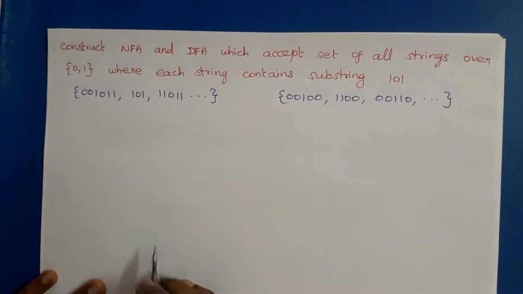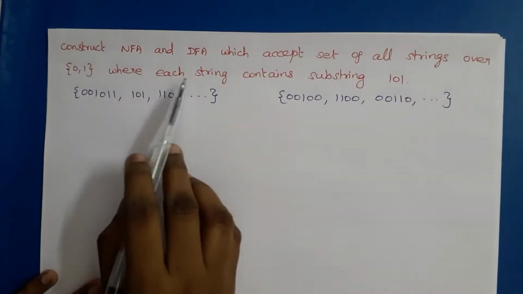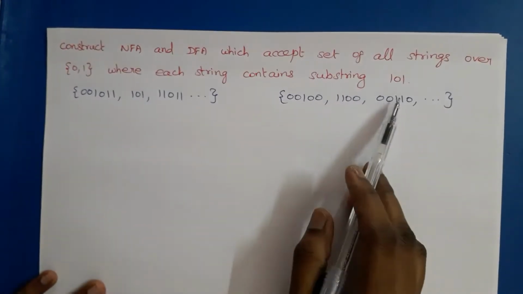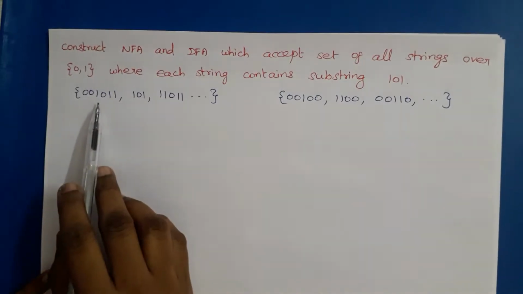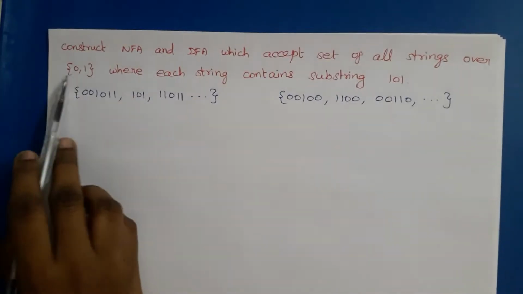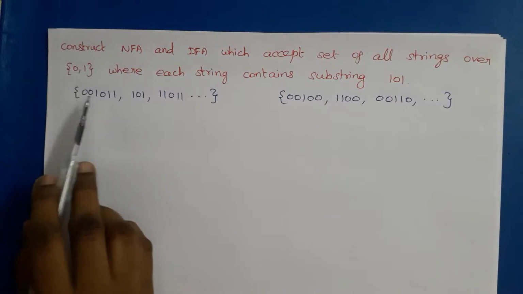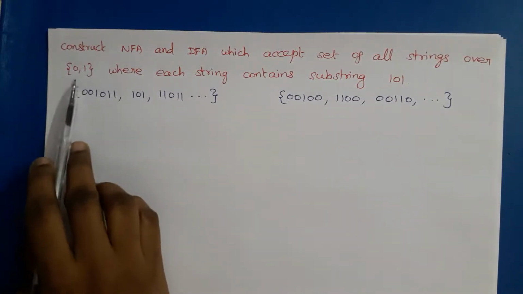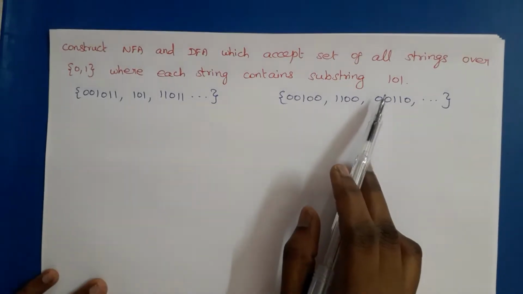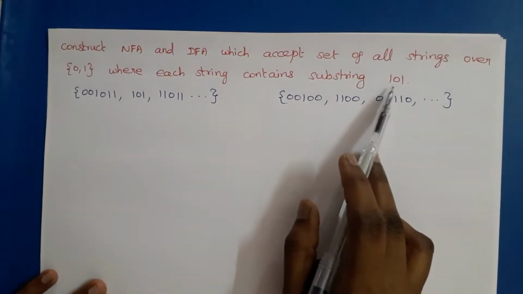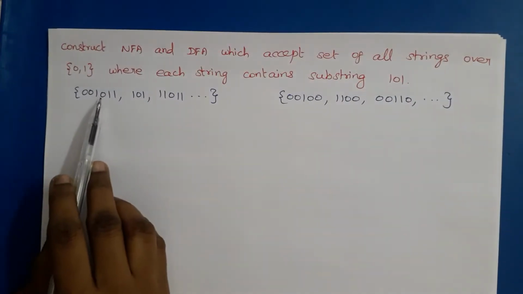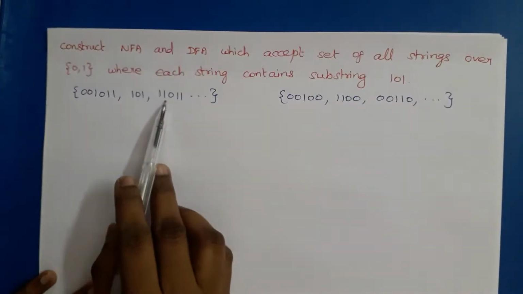Hello all, in this video we are going to construct NFA and DFA to accept the set of all strings over {0, 1}, where each string contains the substring 101. It means the string can be made up of zeros and ones; 0 and 1 are the input symbols. But the condition is it should contain the substring 101. So 101 is a substring in this input string, and here also 101, 101.